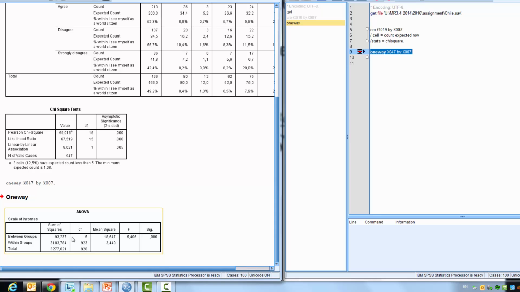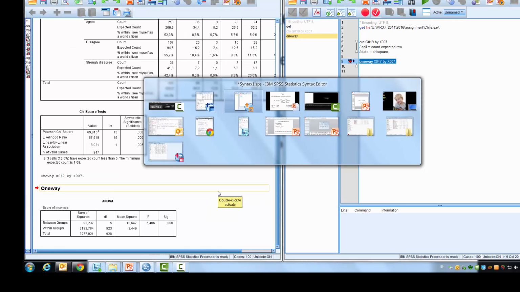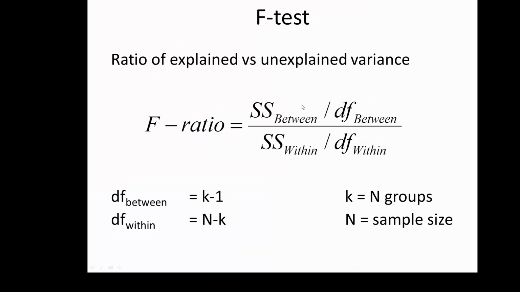So here we see the ANOVA table. The ANOVA table depicts the sum of squares of the between group variance and the within group variance, and the F value with the significance value next to it. So let's go to the formula. The F ratio, the F test, is usually interpreted as the ratio of the explained versus the unexplained variance. Now, what do you really want to know with an F test? You want to know whether the differences between groups are larger than the differences within groups. So that's actually what you compare.